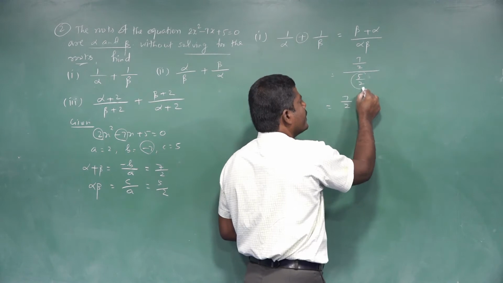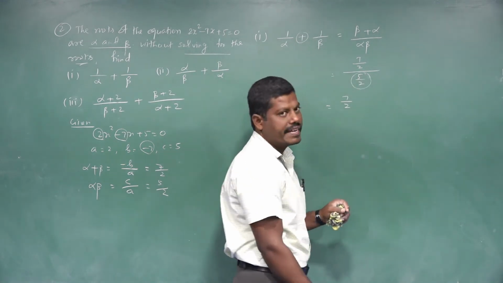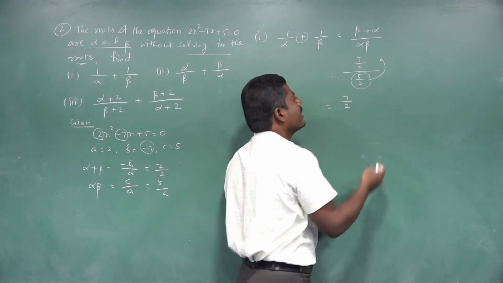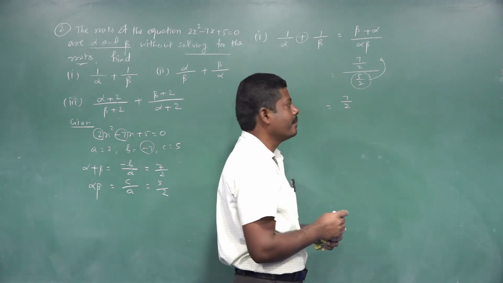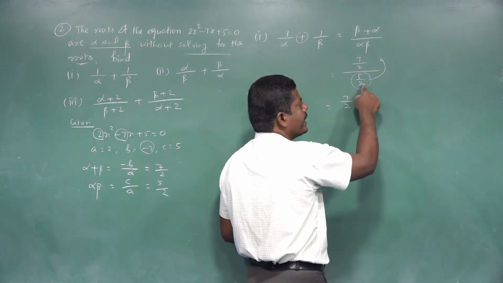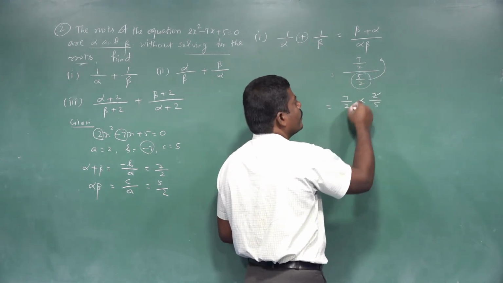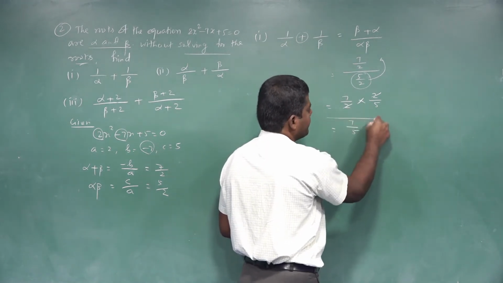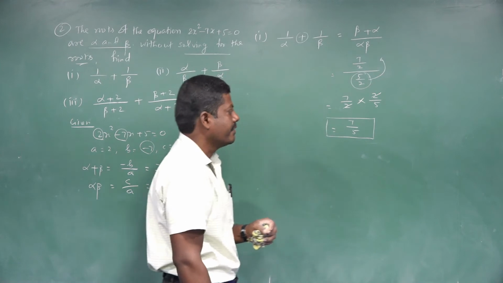Now, 5 divided by 2 is in the denominator. You send this denominator to the numerator, it becomes its reciprocal, and you multiply with the reciprocal. The reciprocal of 5 divided by 2 is 2 divided by 5. Now 2 gets cancelled. Our answer is 7 divided by 5.